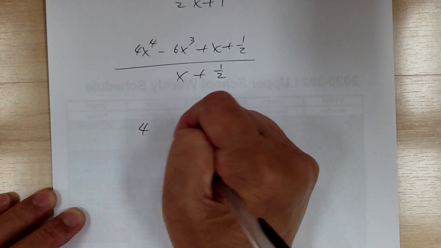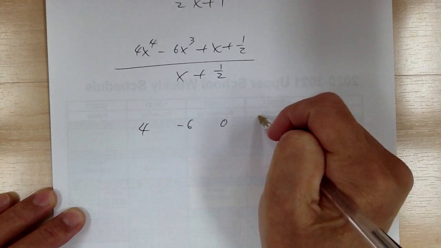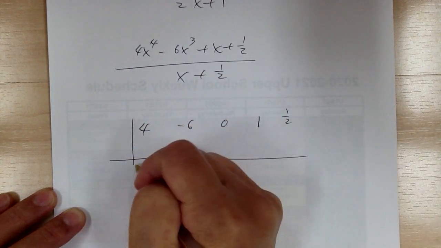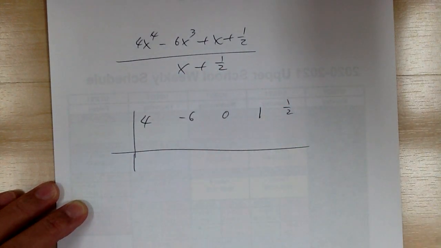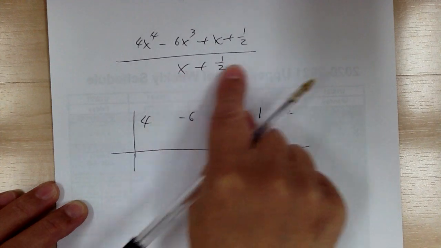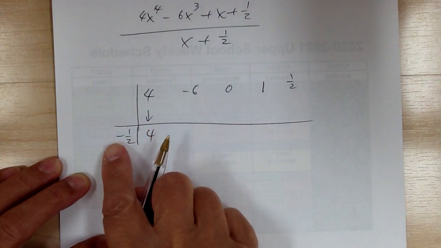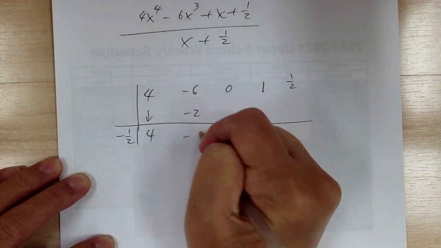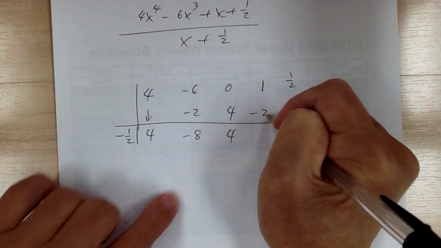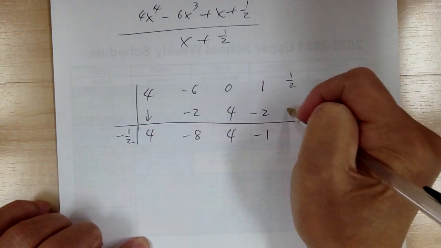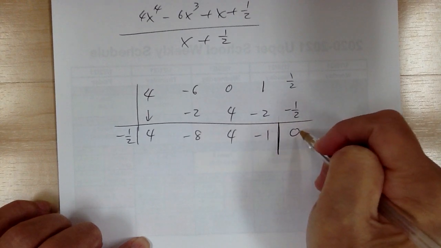So you're going to get 4, negative 6. Now notice there's no x squared, so you have to put 0 for the x squared term, then 1, 1/2. You have to use the opposite of that. The way to think of it is, if you set this equal to 0 and solve for x, it'll be negative 1/2. So you drop the first term, multiply, add, multiply, add, multiply, add, multiply, and add. The last number is your remainder.